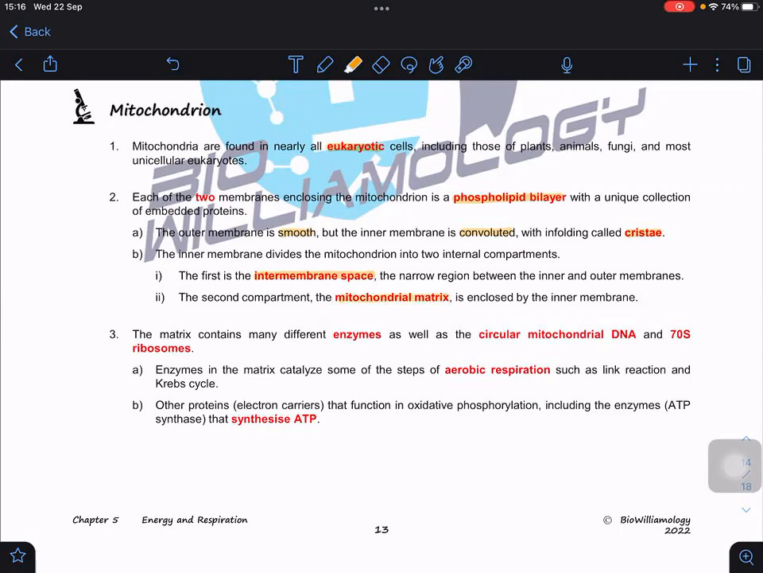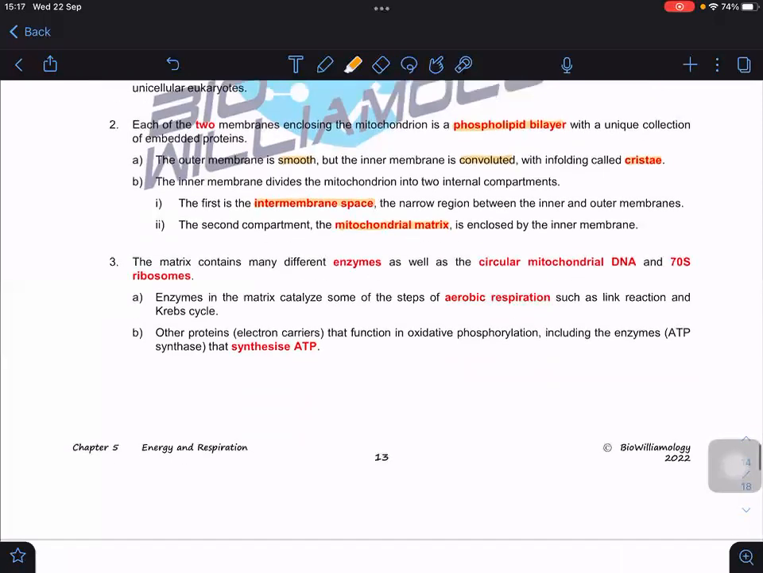Now be careful, I prefer you to use the words mitochondrial matrix, because sometimes a question will ask, the reaction takes place where? If you say matrix, then it's not correct, because there are a lot of places with matrix, like the extracellular matrix. So which matrix? The mitochondrial matrix. The matrix contains many different enzymes, as well as circular mitochondrial DNA and 70S ribosomes. These enzymes are involved in aerobic respiration.